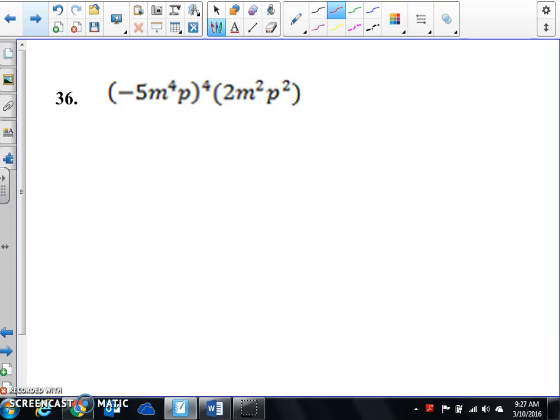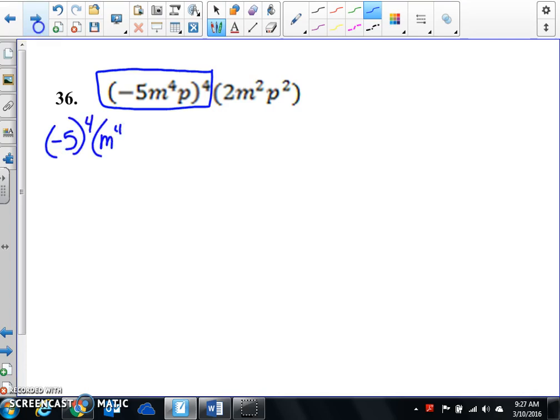All right, so we start by looking if we have any powers to powers. Sure enough, we do. So I'm going to take this to the side and make it -5 to the 4th, m to the 4th to the 4th, p to the 1st to the 4th. -5 times -5 is 25, and then 25 times 25, let's see what that is. So -5 to the 4th is 625.